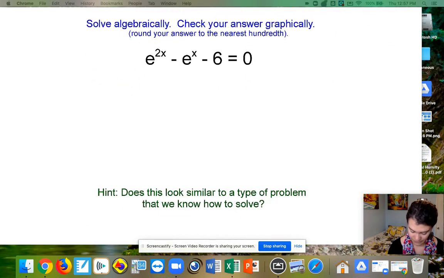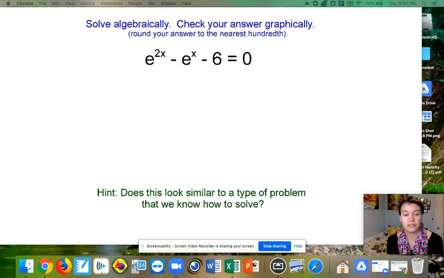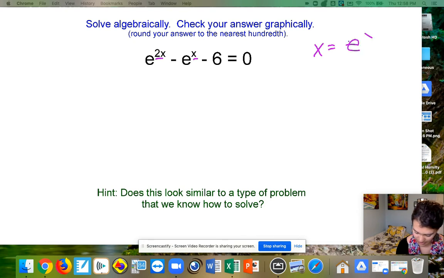Okay. So next one, we have e to the 2x minus e to the x minus 6 equals 0. Looking at this, try and decide if this looks like something we've ever solved before. Okay, so if you're looking at this, it should look similar to things we factored. So we have a 2x and an x. So you can rewrite this and say over here, x is going to equal e to the x, and just keep that in mind. So I can rewrite this as x squared minus x minus 6 equals 0, and now you can factor like you normally would.